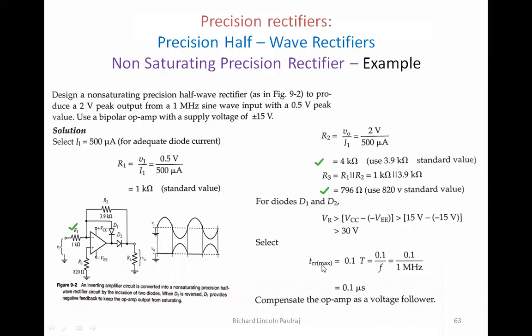Then the rise time, remember I told you the switching time between forward biased and reverse biased. So we should be taking about 0.1 times of T. 1 by F is nothing but T. So 0.1 divided by 1 megahertz. So we should be having the response time of about 0.1 microseconds. So this is how these circuits are designed, and diodes are selected, so that the negative feedback keeps going.